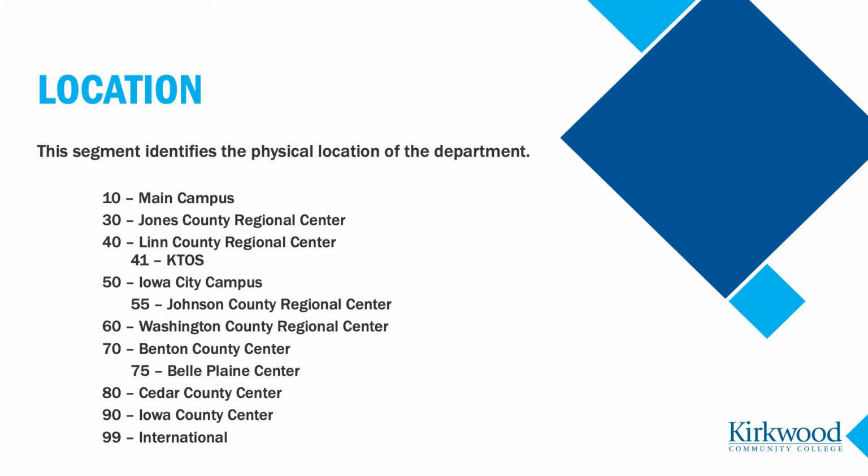For example, a budget that is college-wide or one that covers multiple locations may default to the location of 10 main campus. A good example of this is facilities. Individuals who work in facilities can work at any of our locations. However, the budget for facilities is listed as 10 main campus. This is also true for some grant funding.